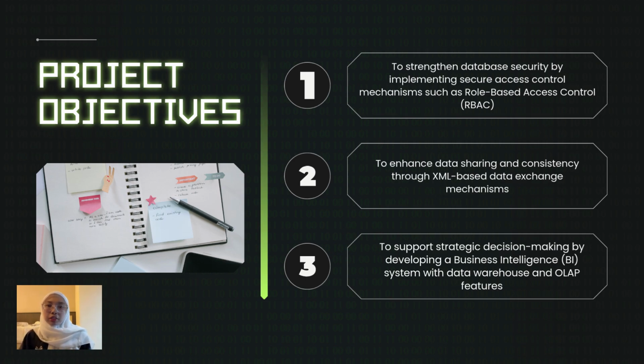Next, in response to these challenges, the primary objectives of this project are: first, to strengthen database security by implementing secure access control mechanisms such as role-based access control (RBAC). Second, to enhance data sharing and consistency through an XML-based data exchange mechanism for secure and standardized information sharing with external vendors and government reporting systems. The third one, to support strategic decision making by developing a business intelligence system with data warehouse and OLAP features to analyze departmental performance, error trends, and project efficiency.